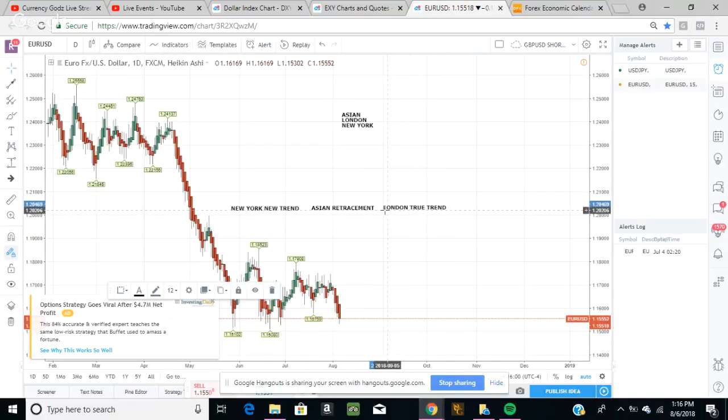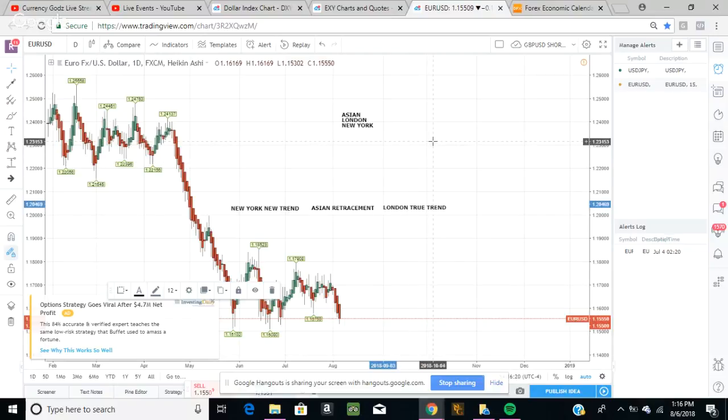And what's happening is whatever the direction was set during New York session, that's what's going to happen during London session. So if New York session set the market to go up, then you retrace during Asian, then you go back up during London. So that's the way that the markets are moving.